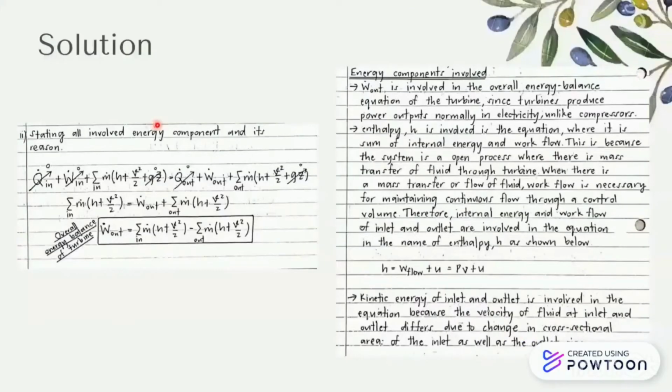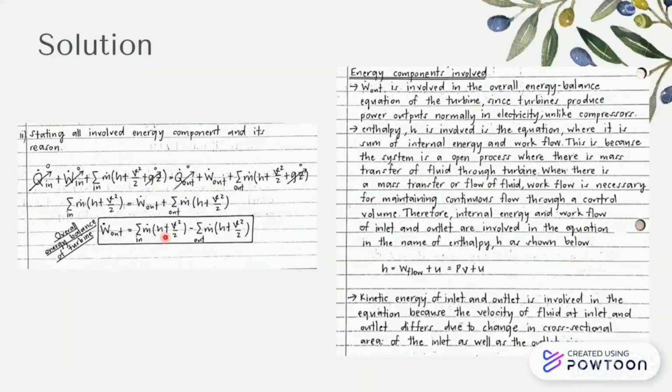As mentioned earlier, since Q in, W in, potential energy and Q out cancel out, we will come to the final overall energy balance of the turbine, which is W out equals the total rate of energy transport by mass at the inlet minus the total rate of energy transport by mass at the outlet, without involving potential energy. W out is involved as the turbine will produce power output, unlike a compressor.